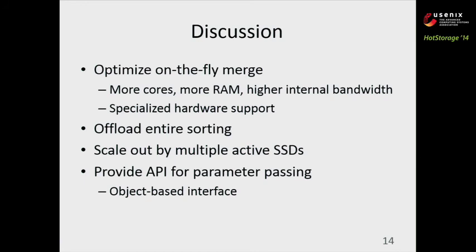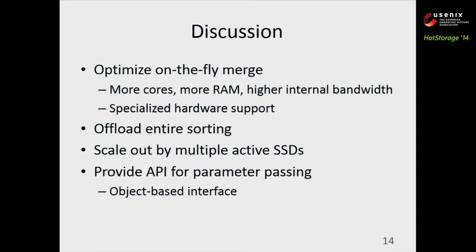There are many things to improve our active SSDs. First, optimization of on-the-fly data merge. The OpenSSD platform that we currently use has very low computing power. So by using more cores or memory and high internal bandwidth as with modern SSDs, it is possible to reduce the overhead of on-the-fly merge. We also consider the support of specialized hardware to compare and copy.